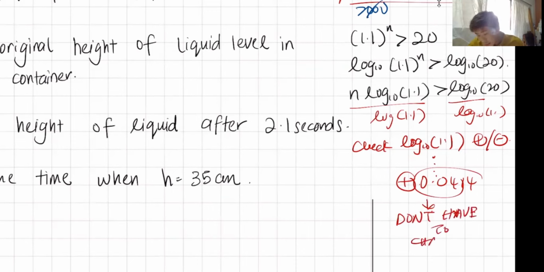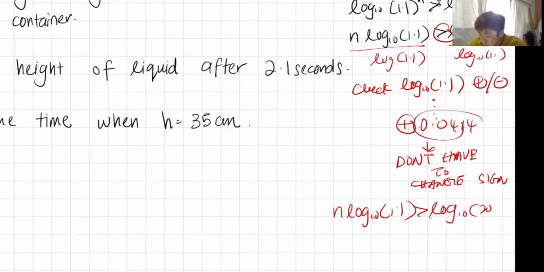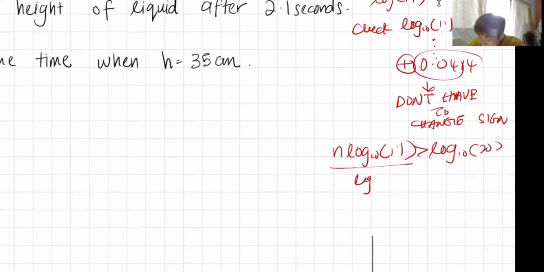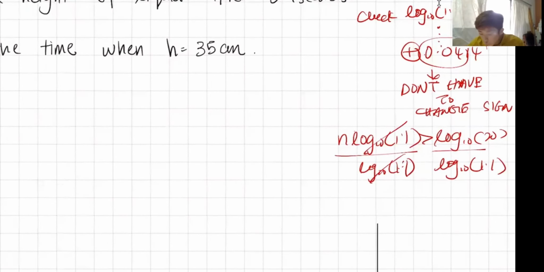So if it is a positive number, you don't have to change sign. You understand? It means if this is greater than, you let it be greater than. You don't have to change to smaller than, you don't have to change to the opposite. You remain it. So now you have n log base 10 of 1.1 greater than log base 10 of 20. I divide both sides by log base 10 of 1.1, so I can cancel straight away, because they are dividing by the same thing. You're left with n only on the left hand side.